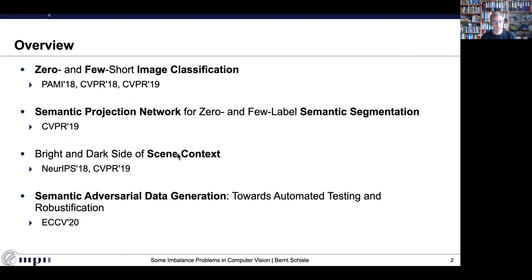Okay, so here's roughly the overview of what I'm going to talk about. There are 4 blocks, essentially. One is about zero and few-shot image classification, an area we have been really working on for quite a while. Then something a bit more specific about semantic segmentation, where we talk about a semantic projection network for zero and few labeled semantic segmentation, a space where there's much less work really than in image classification. Then I will switch gears a bit and move to a problem that is highly related to imbalance problems, and that is the bright and dark sides of scene context. And last but not least, I'll talk about a paper that is published here at ECCV this year about a semantic adversarial data generation method to enable more automatic testing and robustification of training.